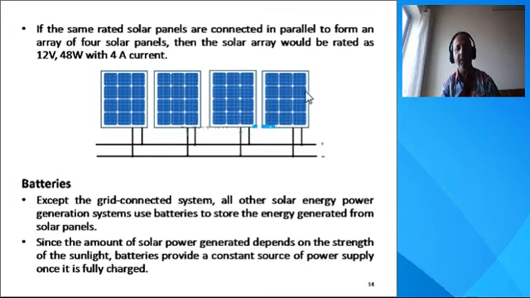The second important thing is the battery. When we are using an off-grid or standalone system, the battery is very important, because we know that the solar energy generation depends upon the strength of the sunlight. So in order to provide constant power to the load, a battery is very necessary.